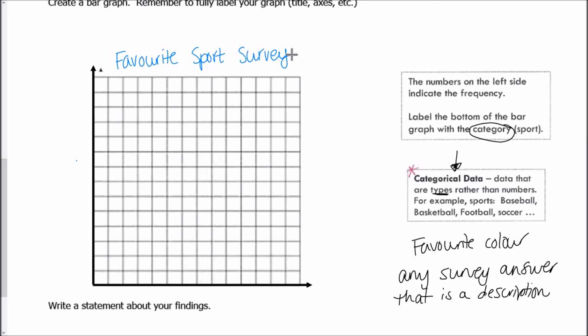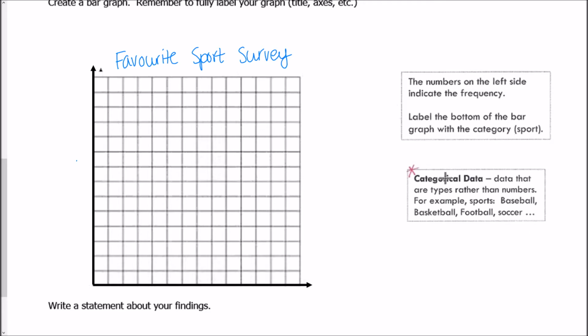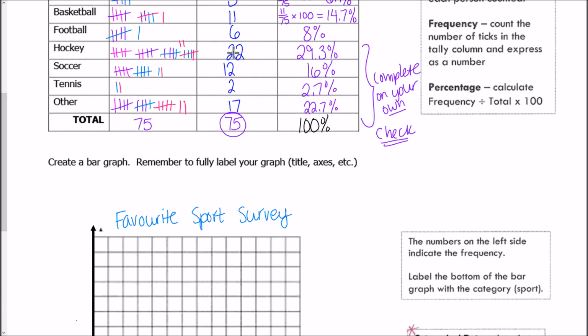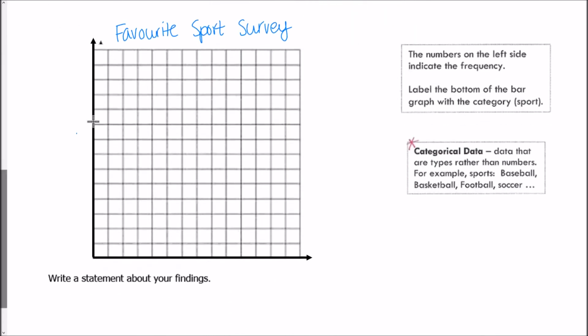Okay, so we have 1, 2, 3, 4, 5, 6, 7, 8, 9, 10, 11, 12, 13, 14. We have 14 different things right here. And we want to go all the way up to the number 22. So I think it would be a good idea for us to go by 2s right here. So right here it says the numbers on the left side indicate the frequency. So we will label our axis right here frequency, and we will go up by 2s. So each bar will be 2. So 2, 4, 6, 8, 10, 12, all the way up, 14, 16, 18, 20, 22, 24, 26, and 28.